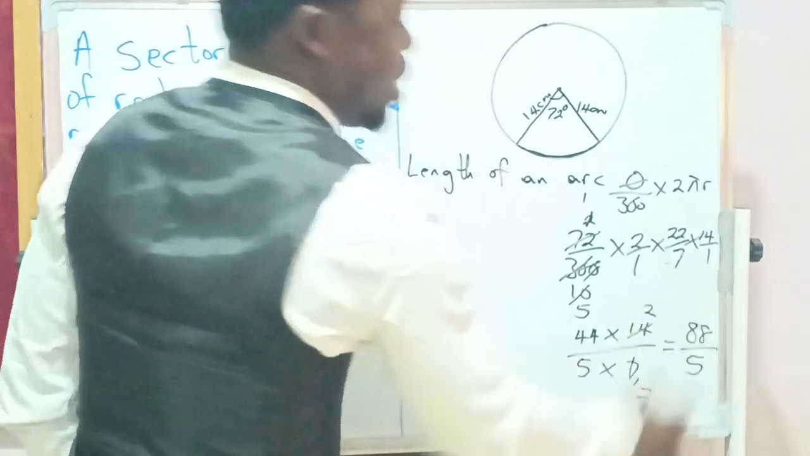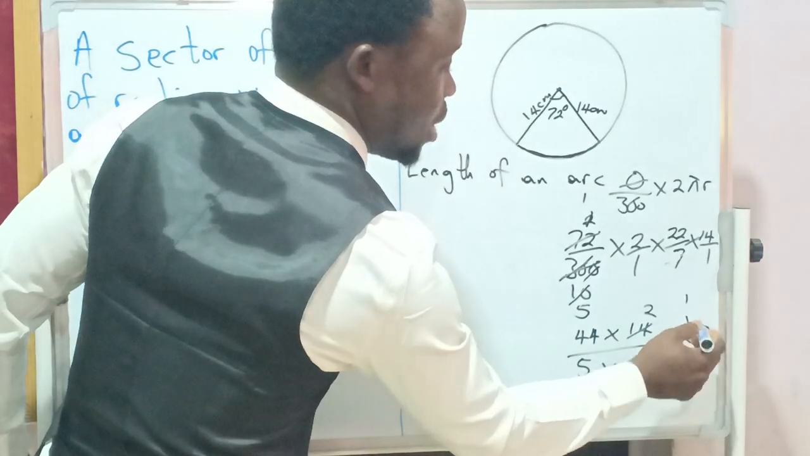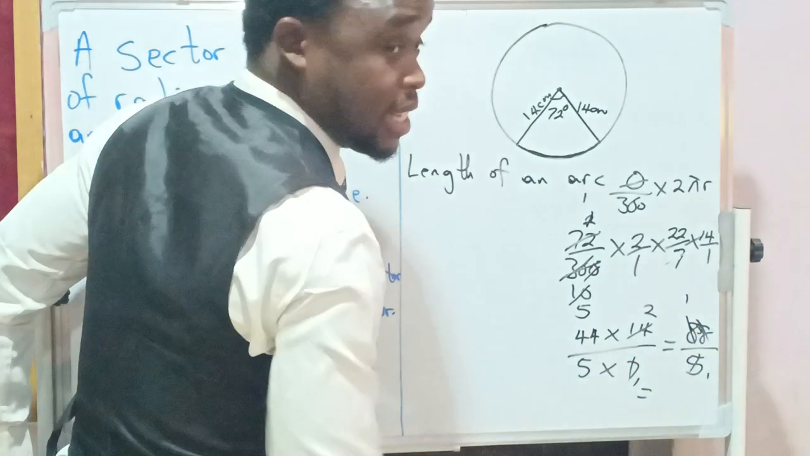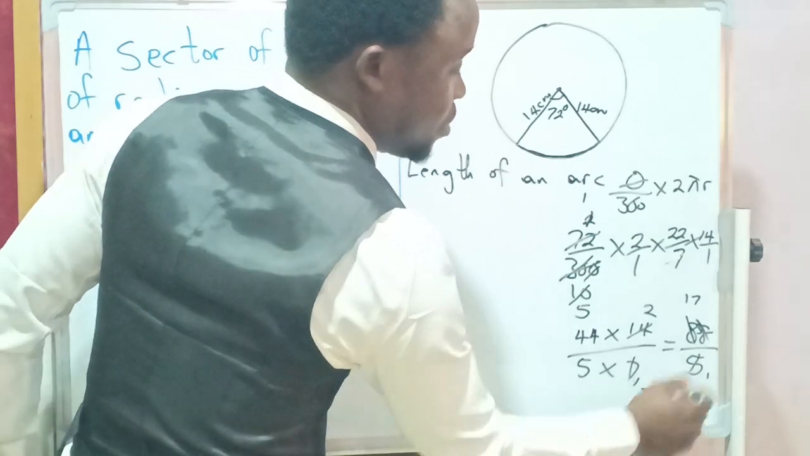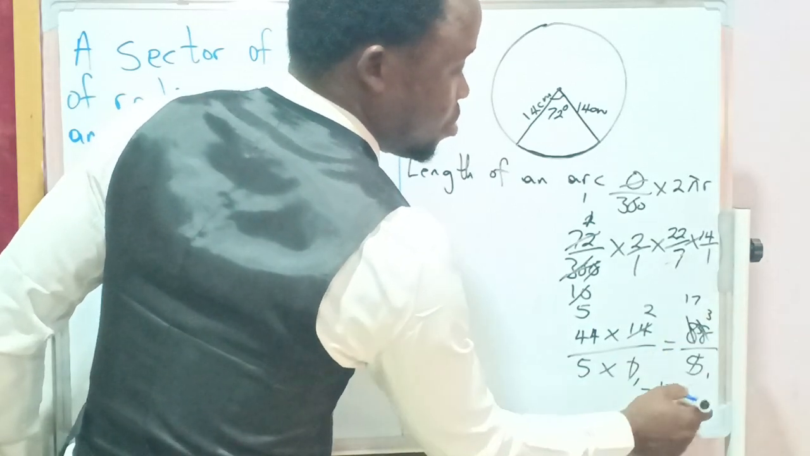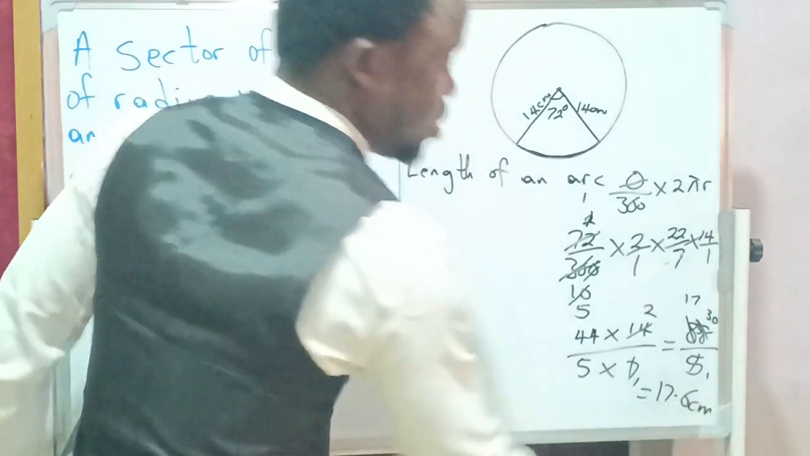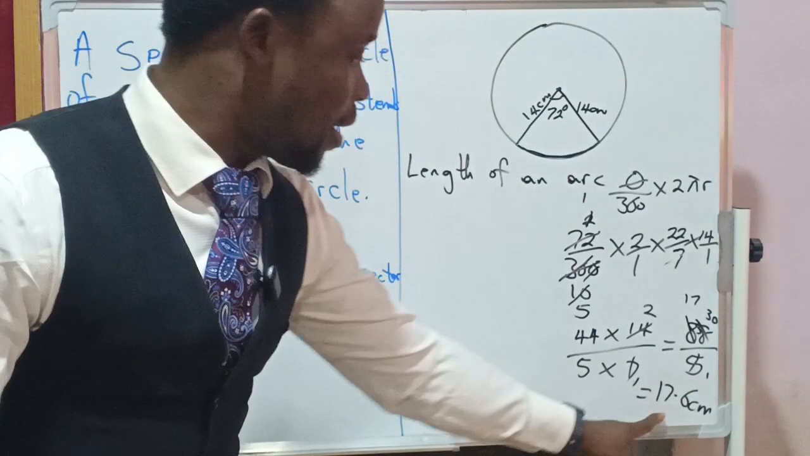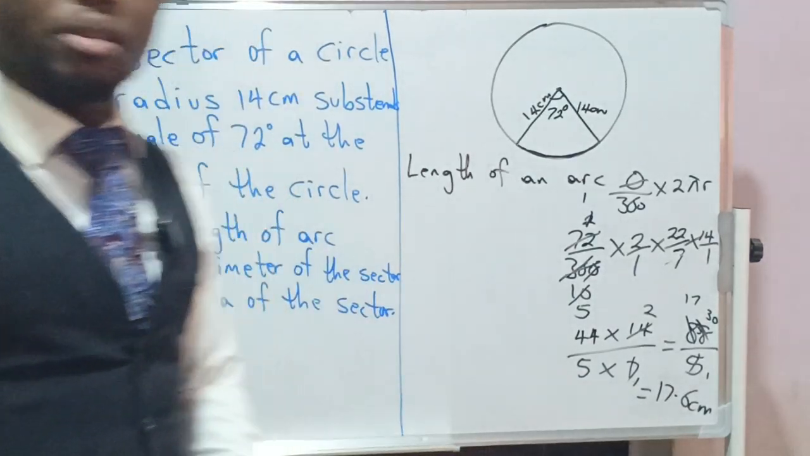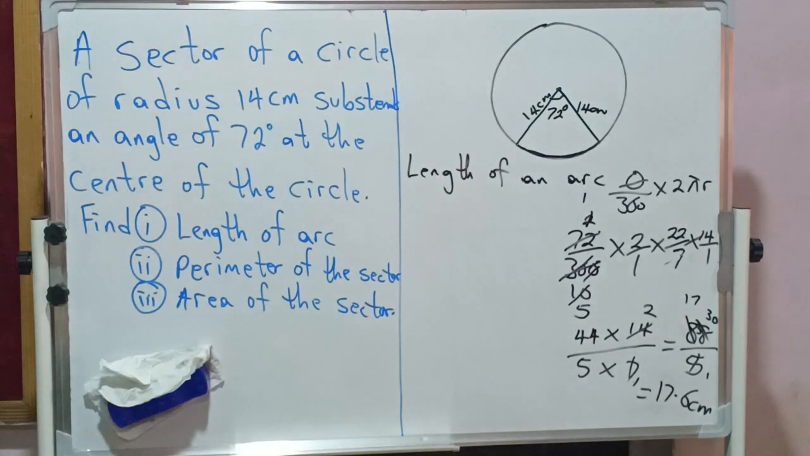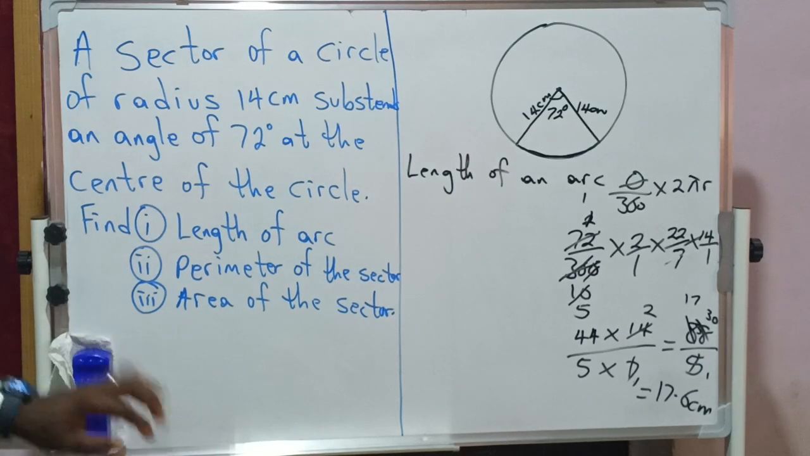So what does that mean? 176 divided by 5. 5 into 17 is 3, remainder 2, and 26 is how many? 5 times 5 is 25, remainder 1, put point at 0. 5 in 10 is 2. And now the length of the arc of this sector is 35.2 centimeter.